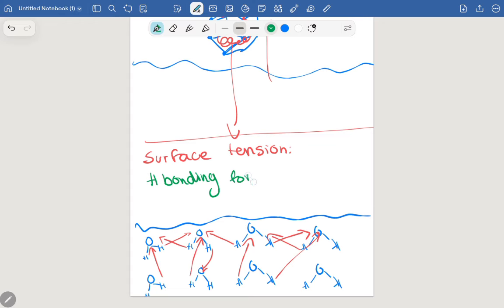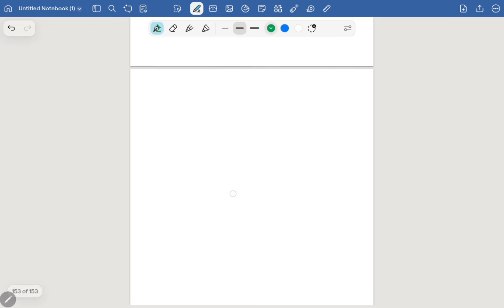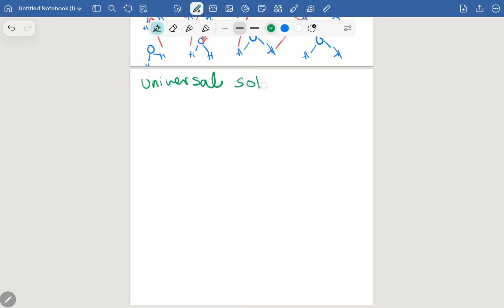Now, last but not least, it is the universal solvent. Now, of course, water is the universal solvent. You can literally dissolve a lot of things in water. That's like tea, sugar, salt, millions of things. You can dissolve it in water. Now, why is water the universal solvent? Because ionic and molecular compounds can dissolve in it.